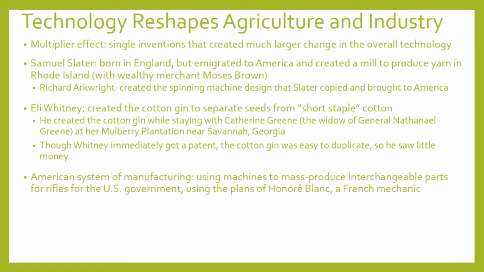We also have the American System of Manufacture. This was specifically using machines to mass produce interchangeable parts. Initially, it was to make rifles for the U.S. government. So the idea behind this is before this, when you made guns, really any kind of guns, they were all handmade. Every gun was completely unique from every other gun. Sure, they all did the same thing. You put gunpowder in and you light it and it shoots a piece of metal in hopefully that direction.